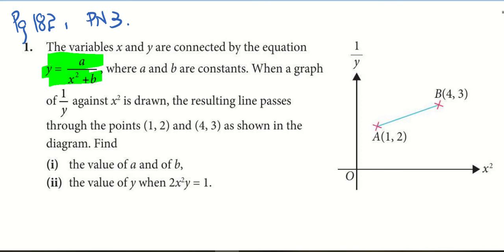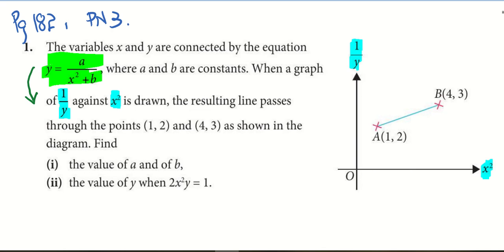Why? Because they converted 1 over y against x squared. So after you convert the original equation into this equation, you will get a straight line. That is the whole idea behind linear log. The resulting line passes through the 2 points A and B. On first glance, it looks very challenging.